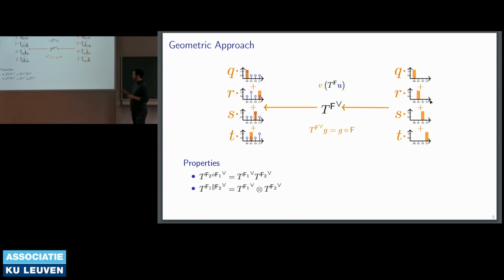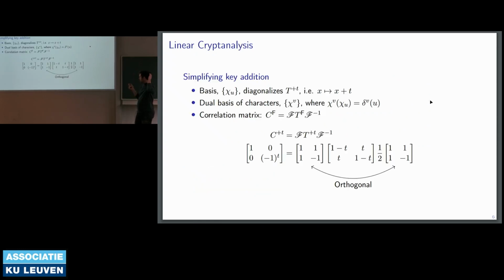This pullback operator is also a linear function, and comes down to composition with your function f. So this on its own is not very practical, but what we can do is define a different basis to analyze these transition matrices in, so that certain components of our ciphers become simpler to analyze. The best example of this is linear cryptanalysis, where we try to diagonalize the translation.